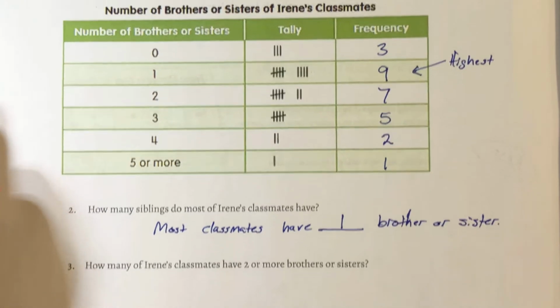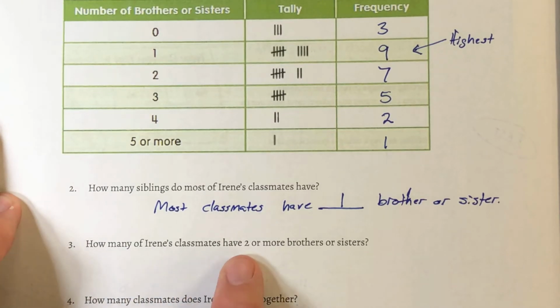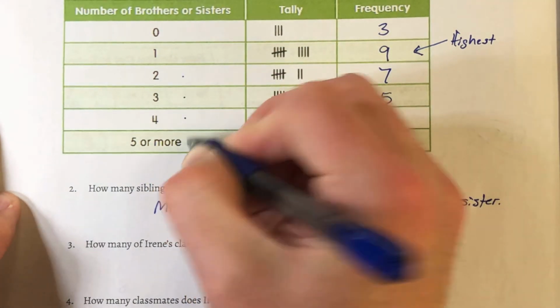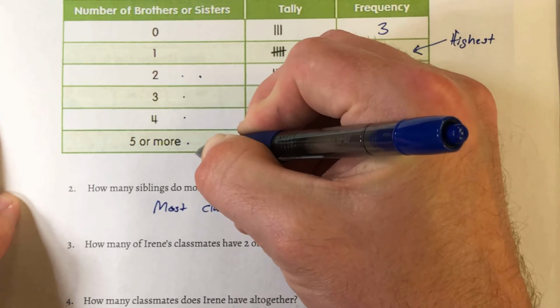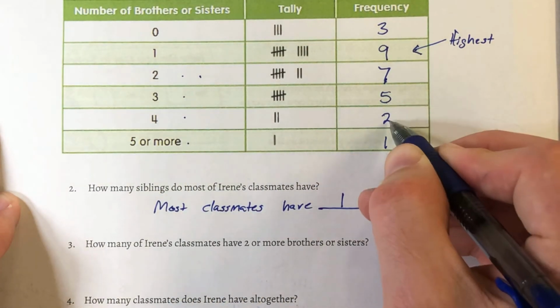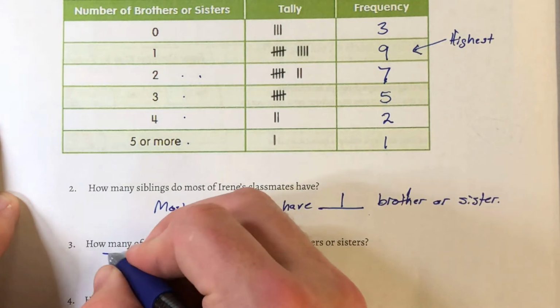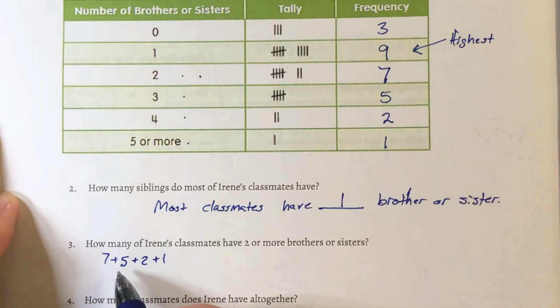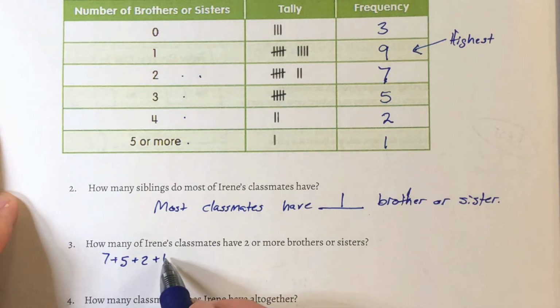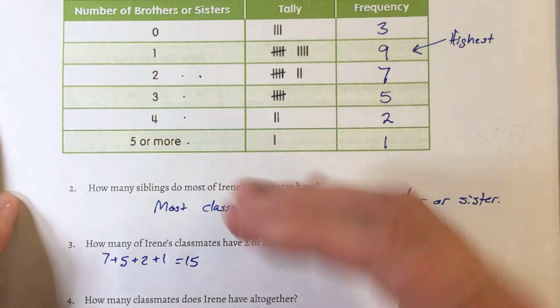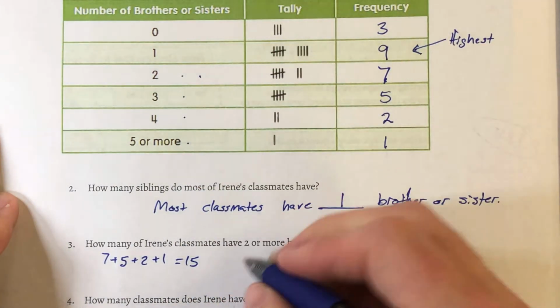Next question: How many of Irene's classmates have 2 or more? Two or more would be this row, this row, this row, or this row. So 7 plus 5 plus 2 plus 1. That's going to be 7, 8, 9, 10, 15. So 15 classmates have 2 or more siblings.